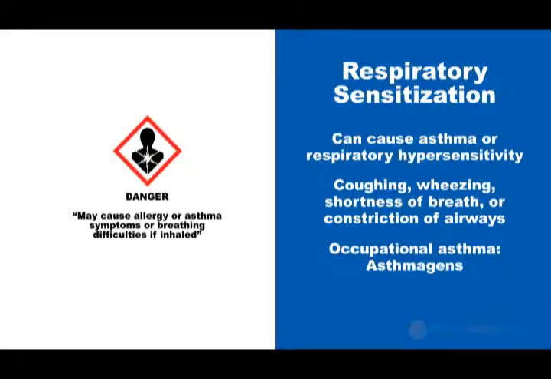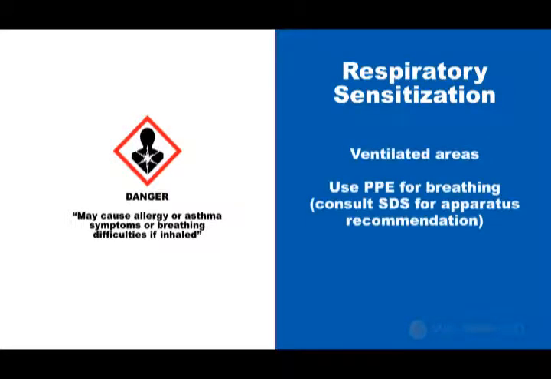Occupational asthma is said to occur when symptoms of asthma appear when a product is used. Products that incite occupational asthma are called asthmagens. To avoid issues, use these products in well-ventilated areas with personal protective equipment for breathing. Follow the SDS recommendation for the type of breathing apparatus required.